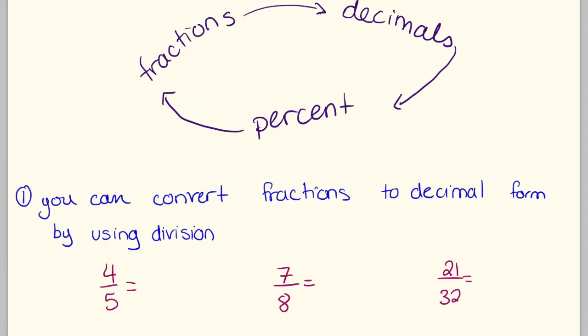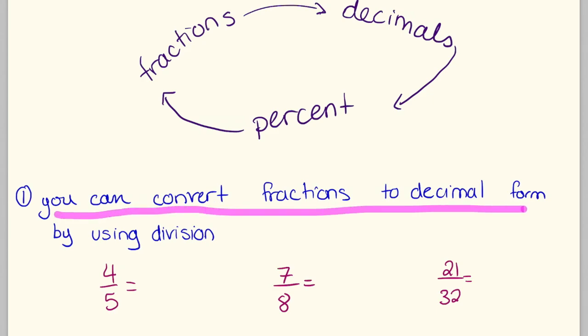This lesson covers how to change fractions to decimals to percent and then back again and vice versa. By now, you should know what a fraction is. You might even know how to reduce fractions, and you might even know that there is some kind of relationship between all three of these nice things. But we will cover them all in this lesson. The first thing I have on this slide is that you can convert fractions to decimal form by using division.